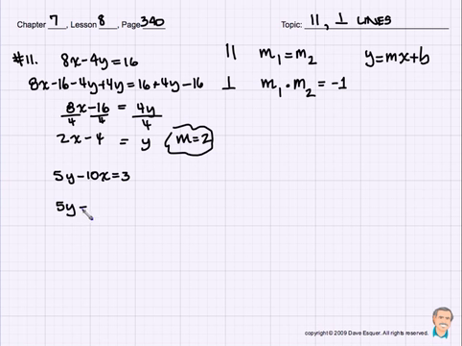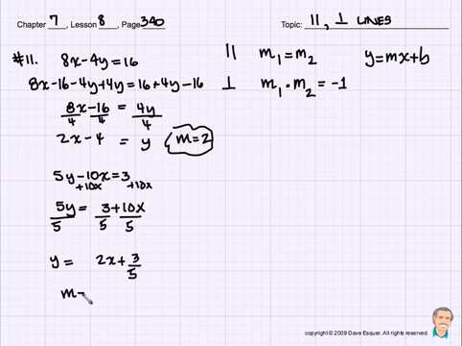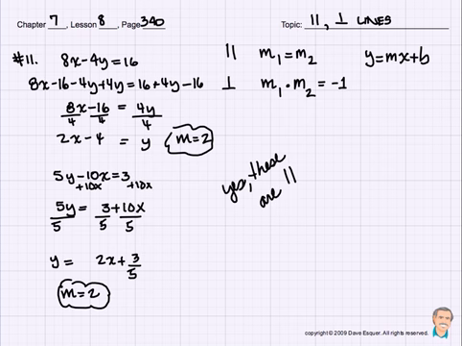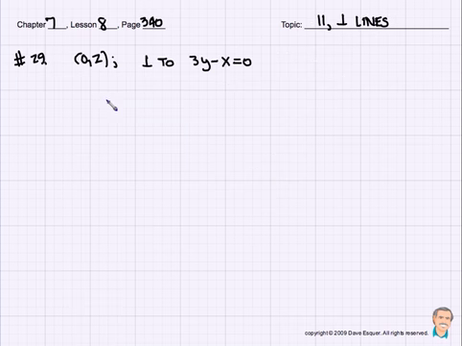Let's do this one. This looks like 5y is equal to 3 plus 10x. I added 10x to both sides. So if I divide this one by 5 on both sides, remember, what I do on one side, I better do on the other. Y turns out to be equal to 2x plus 3 over 5. And this slope turns out to be 2 using this slope-intercept form. So m is equal to 2, m is equal to 2, so yes, these are parallel. Okay?